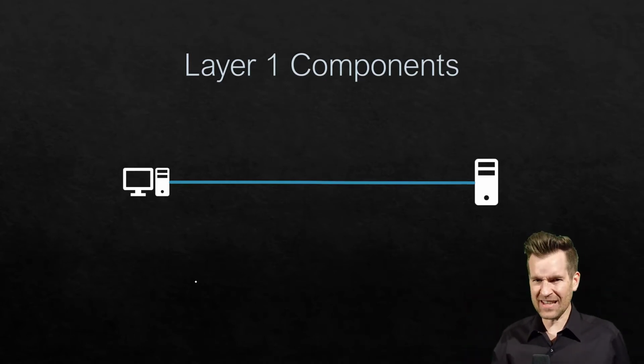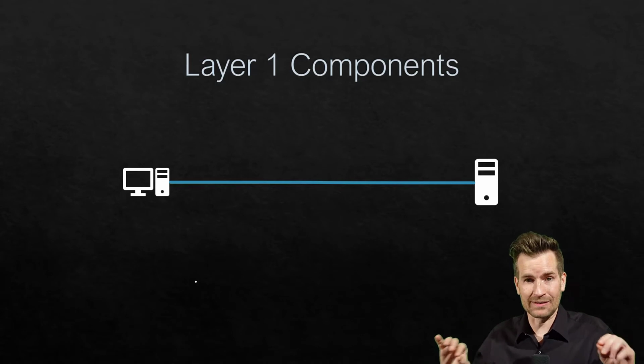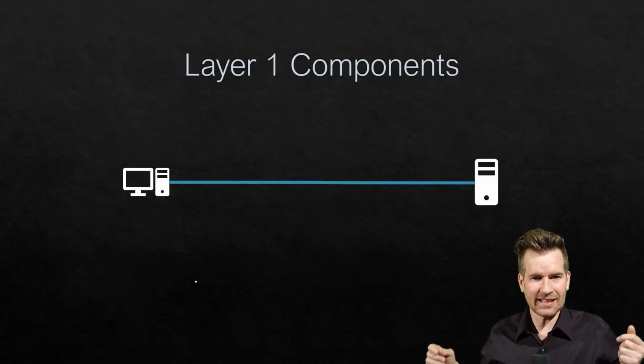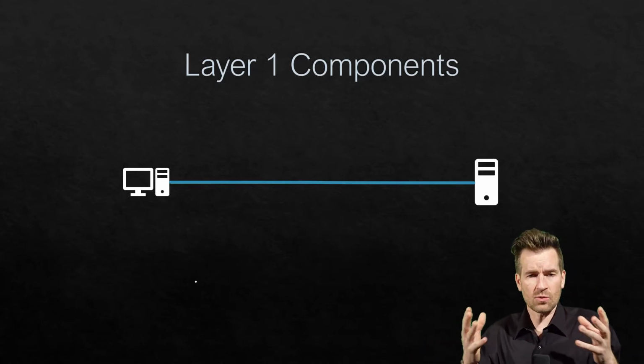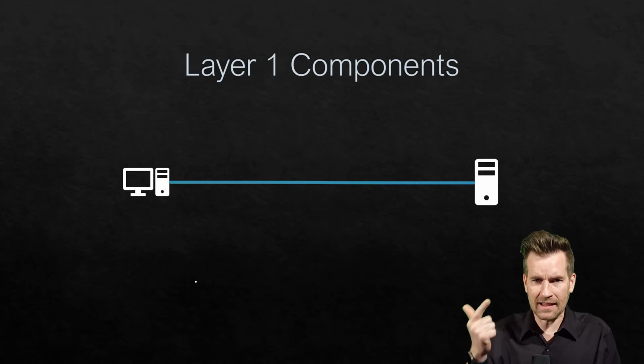And then finally, the physical aspect, the actual copper lines, the connectors on each side. And so those are the 3 components, the physical side, the encoding, and the signaling.